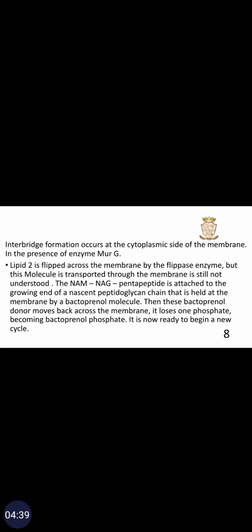The NAM-NAG pentapeptide is attached to the growing end of the nascent peptidoglycan chain that is held at the membrane by a bactoprenol molecule. Then this bactoprenol donor moves back across the membrane. It loses one phosphate and becomes bactoprenol phosphate. It is now ready to begin a new cycle.